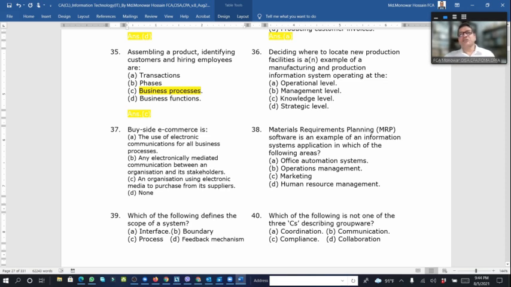Deciding where to locate a new production facility is an example of a manufacturing and production information system operation at which level: operating level, management level, strategic level, or knowledge level? The answer is strategic level. That means when you decide the location of a production facility, it is an example of a manufacturing and production information system operating at the strategic level. They are taking the decision from the strategic level.